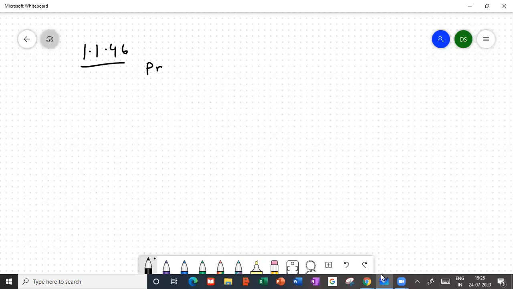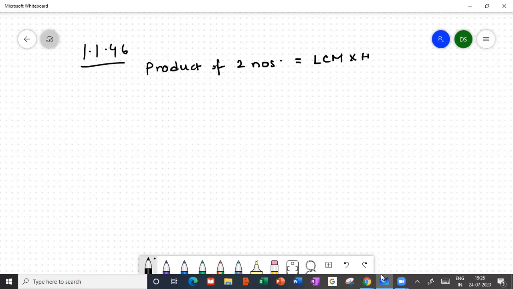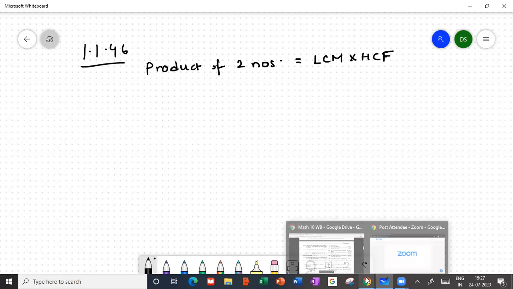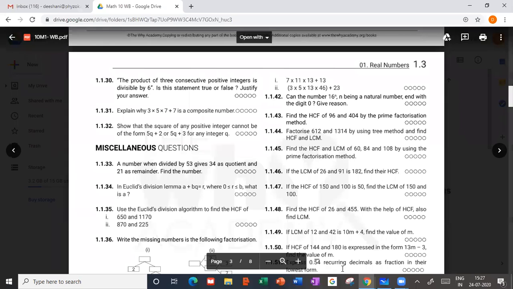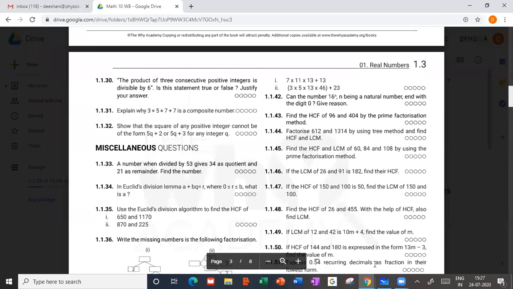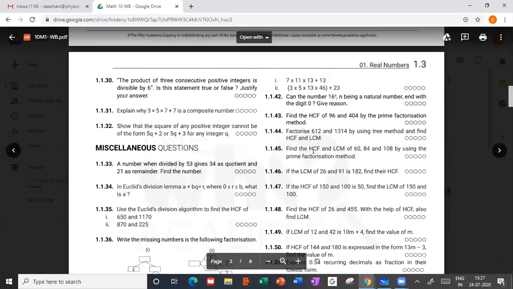Ma'am, for finding the HCF by prime factorization method, can we prime factorize all the three numbers together? Yeah, I got it. I was doing all individually, so it was taking time. Okay, but if you do that then you will arrive at either one of them, right? You won't get both. If you do it together. Because you need both HCF and LCM, you need to do it individually. If they've just asked for one, okay, but not together.